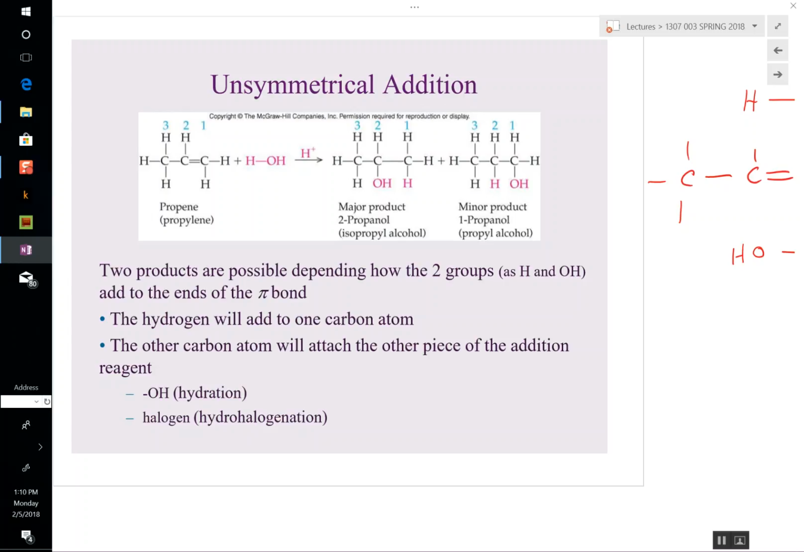Okay? Simple rule, but when you're hydrating, this is hydration, or hydrating a double bond, you need to think about Markovnikov's rule, particularly if the question says, draw the major product. You've got to figure out what the major product is going to be.